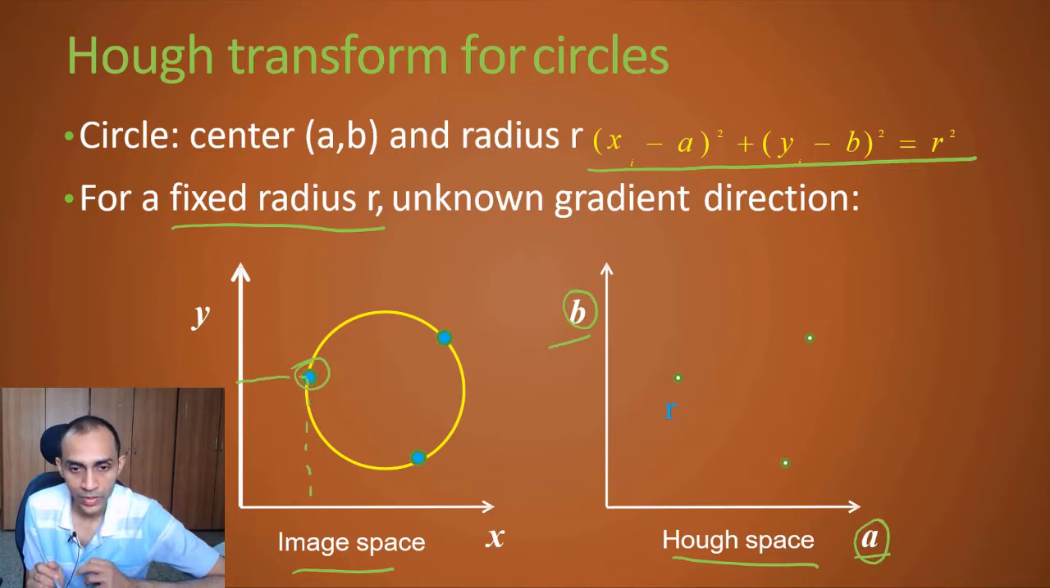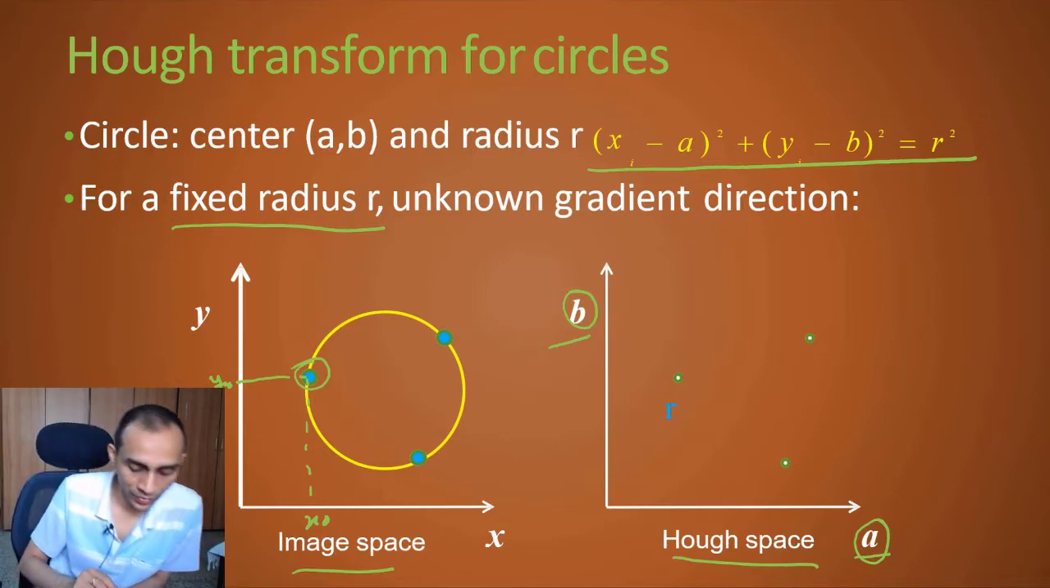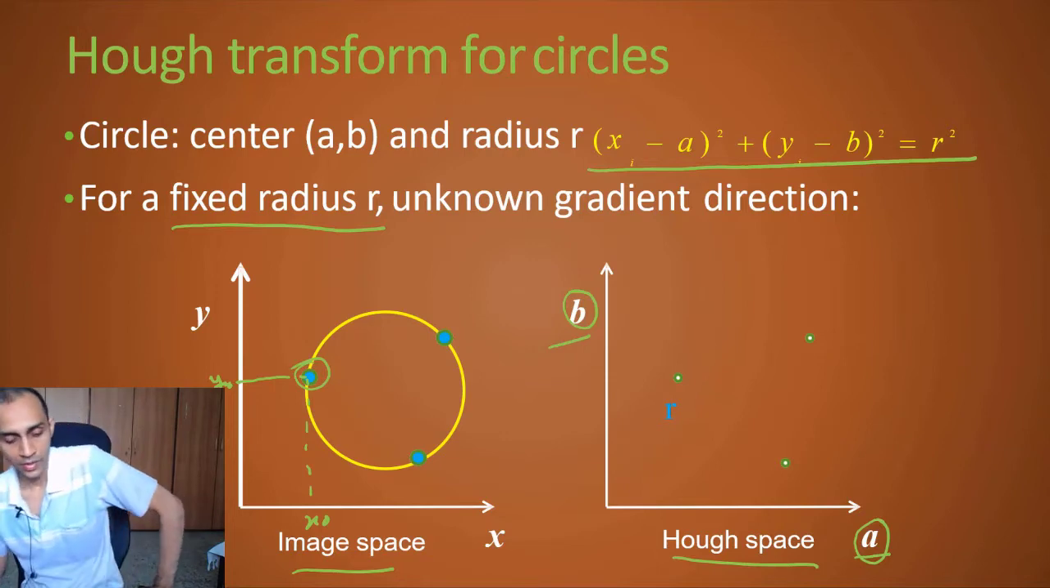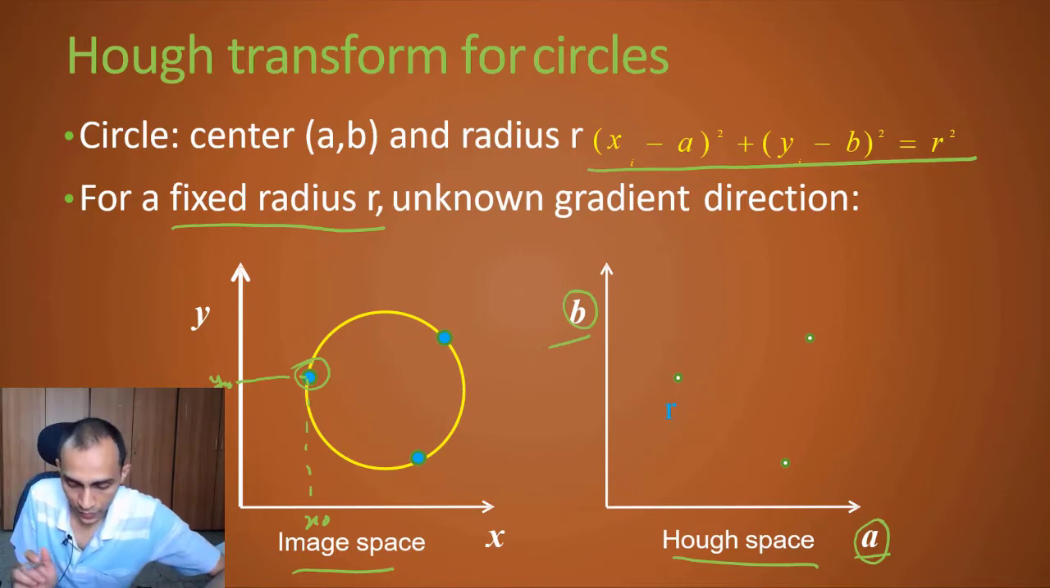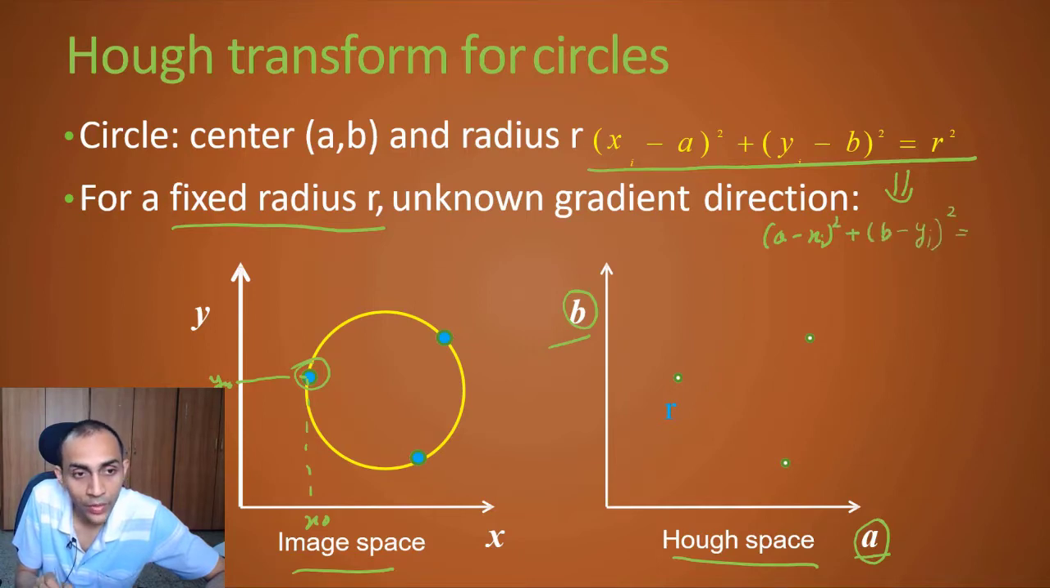If you remember, for a straight line, a point in the image space corresponded to a line in the Hough space, whereas a line in the Hough space corresponded to a point in the image space. If you can recollect that correspondence, something similar will happen here also. If anybody wants to answer, you can answer, otherwise I'll continue. So let us say x0 and y0 are fixed for a particular point. Then how does this equation look? It is again an equation of a circle with the center as x0, y0.